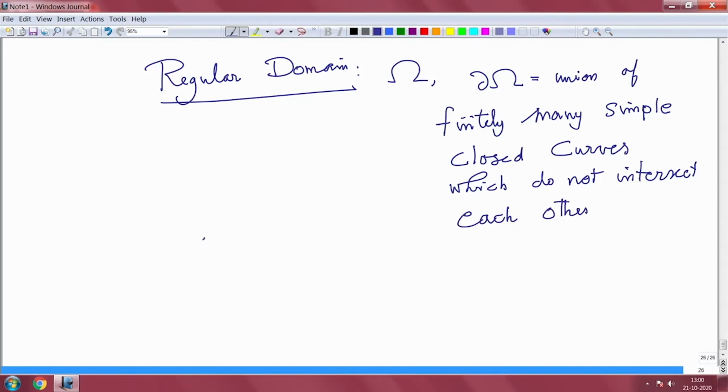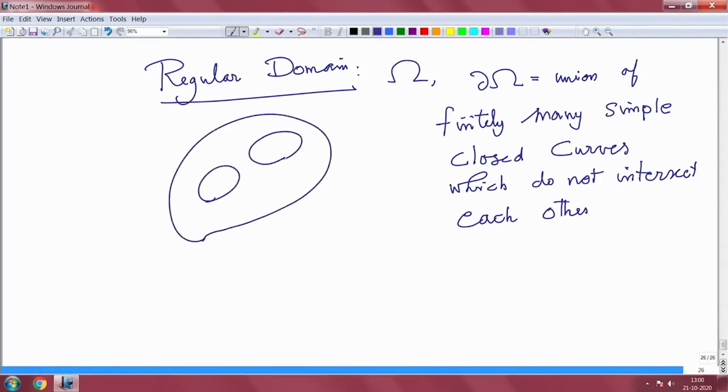For example, if you have a domain, you can have something like this: this is the boundary, d omega. This is the domain, and this is also a boundary.